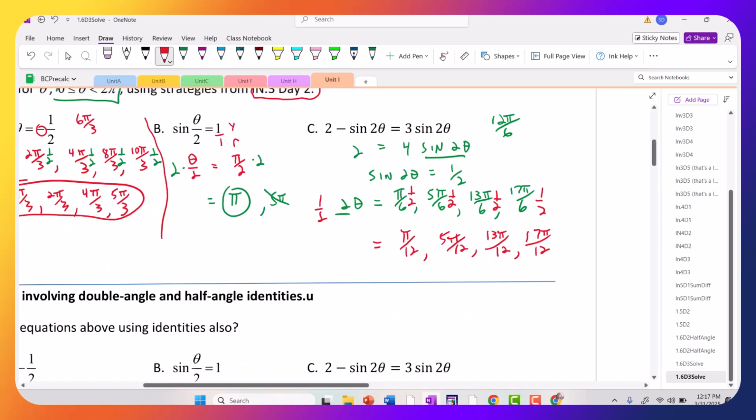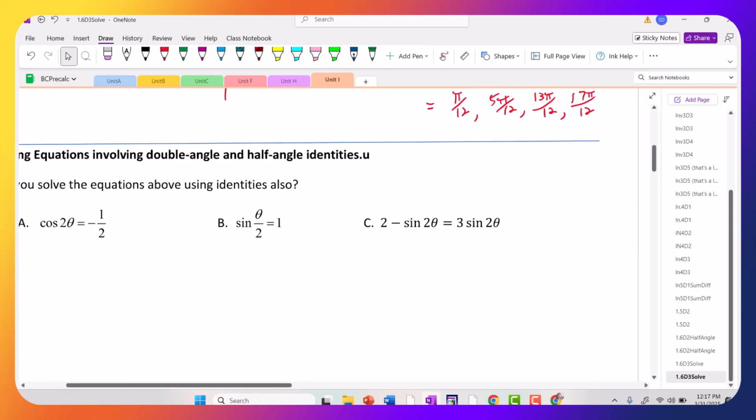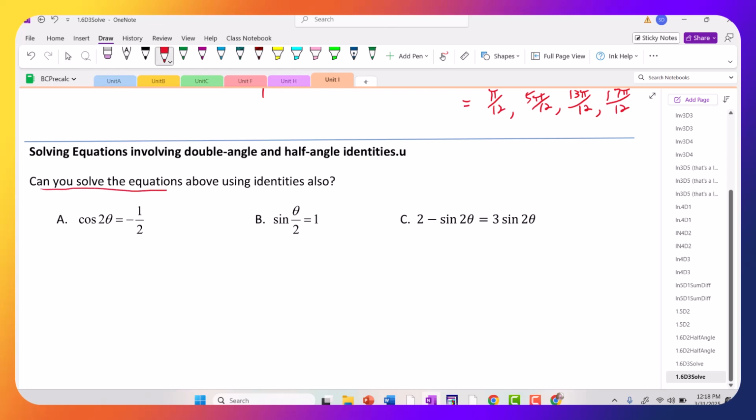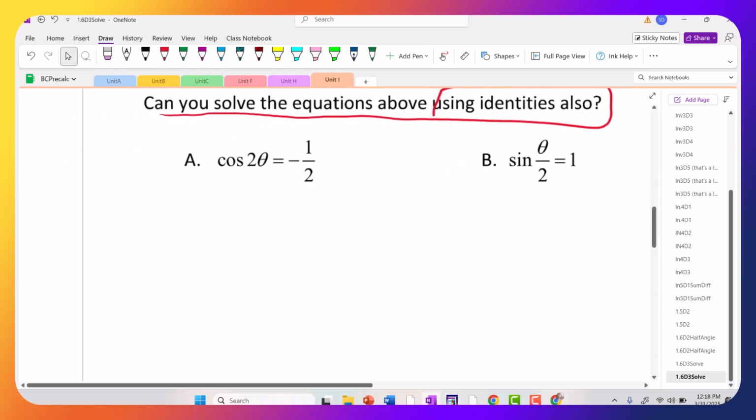Okay? All right. Now look at what we have. We have a cut and a paste of the same exact questions. But consider the equations involving these identities. Can you solve these using the above identities and doing a replacement? We'll see if we can or cannot.